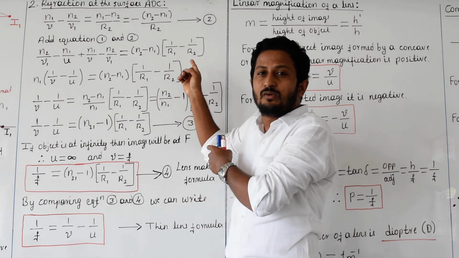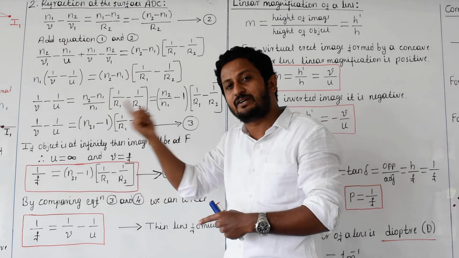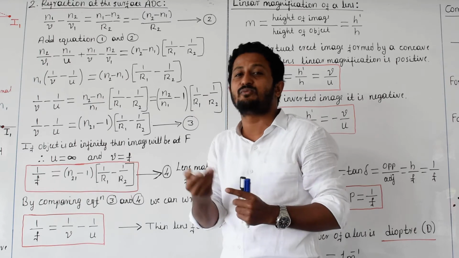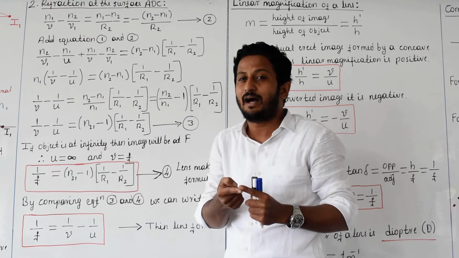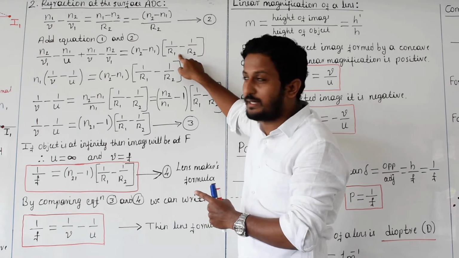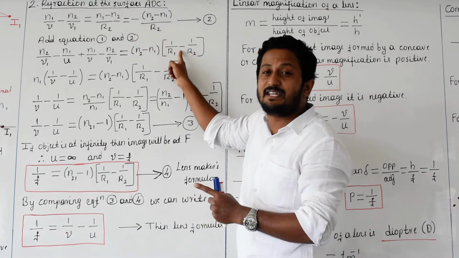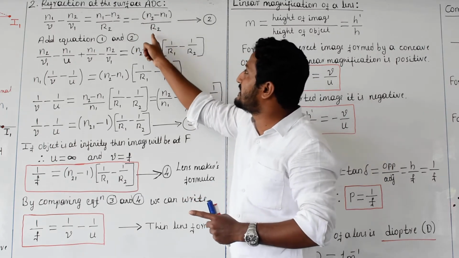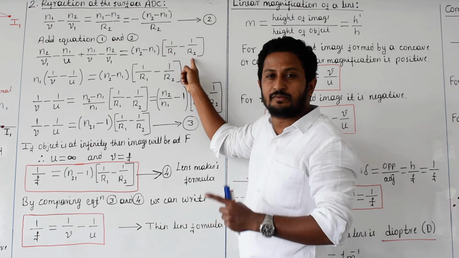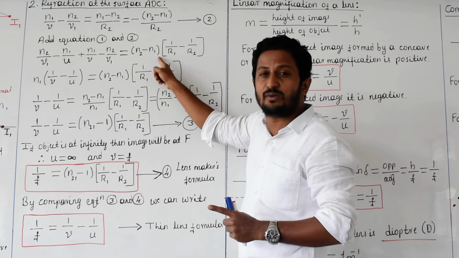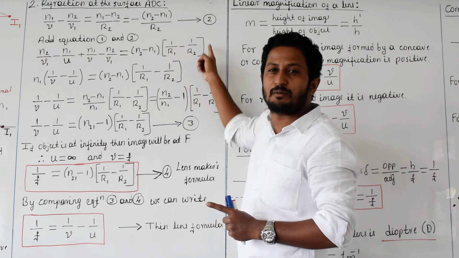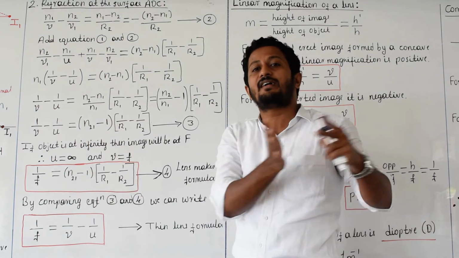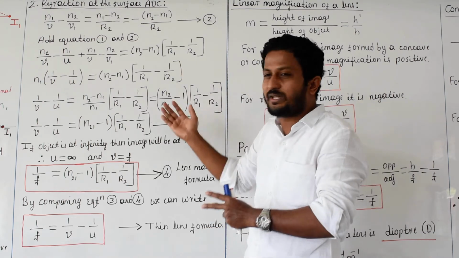Then what is left in equation 1? n2 minus n1 by r1 is there, so what is left is 1 by r1. According to the sign convention, here there is a negative, minus 1 by r2 is left. Have you understood? So n2 minus n1 into 1 by r1 minus 1 by r2 is the RHS of both equations after adding. Now go with the simplification.